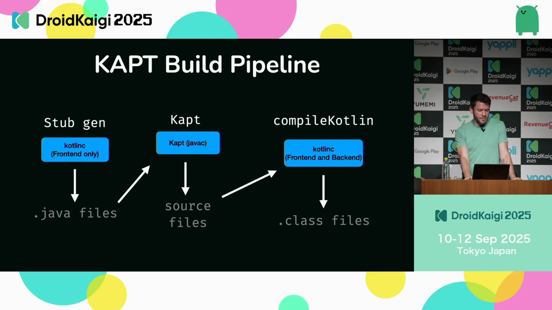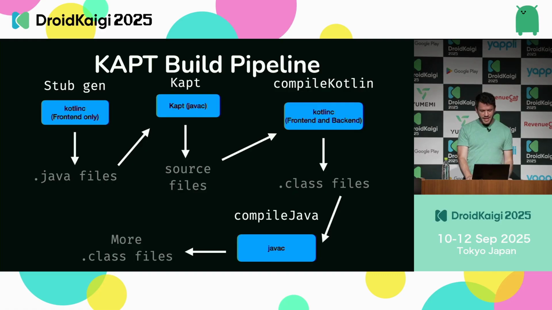Then its outputs are piped into the compile Kotlin task. If you have any Java sources, you also get a compile Java with javac task at the end. And in complex cases, such as Dagger compiler, you can end up with 4 stages of stub generation, kapt, compile Kotlin, and because Dagger generates Java, a compile Java task. That's 2 Kotlin compilations and 2 Java compilations in just one project.